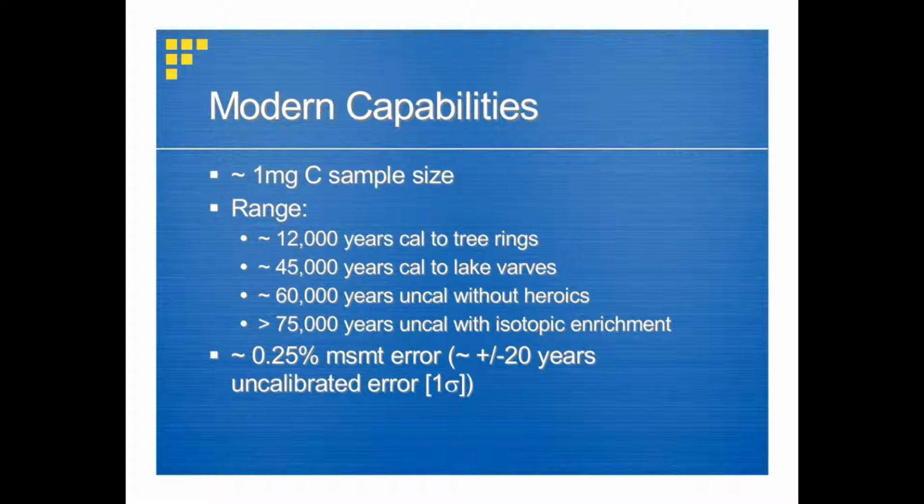I want to just briefly mention some of the modern capabilities and some of the things that can be done with radiocarbon. As I mentioned, sample size is about 1 milligram. For the dates, you can go back 12,000 years with tree rings. You can go back as much as 75,000 years with some isotopic enrichment techniques. And you can get about a plus or minus 20-year error on your uncalibrated date.